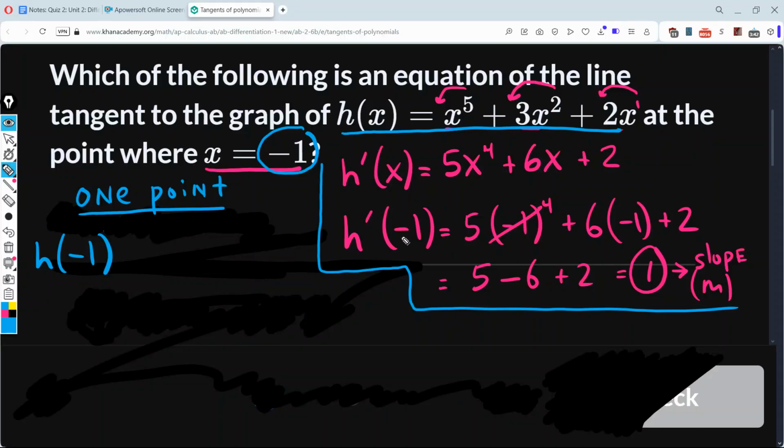This right here was h prime of -1. That's for the slope. This is just to get the point at -1. So we're going to do -1 to the 5th. I'll write it underneath. Plus 3 times -1 squared. Plus 2 times -1.